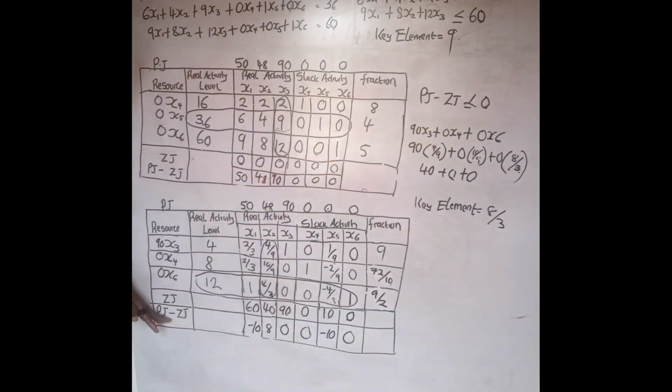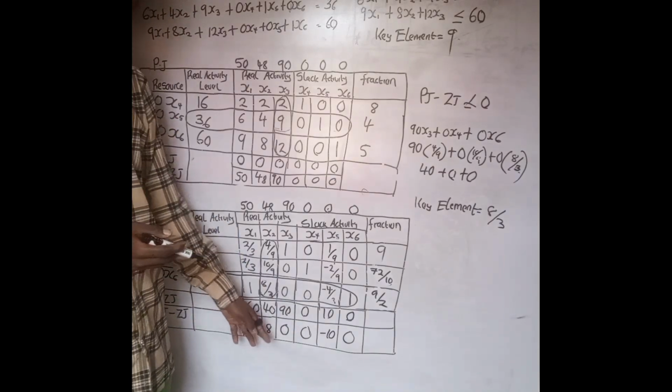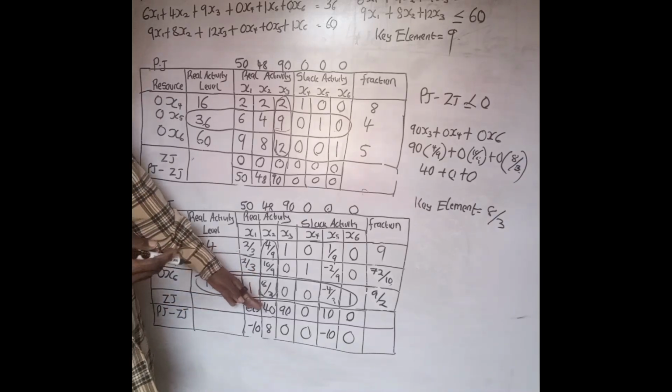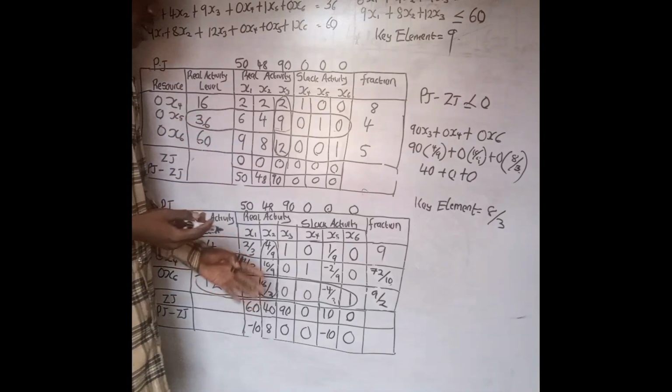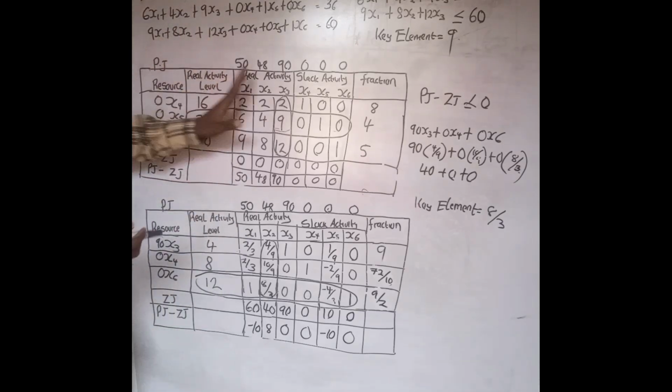Now, if you look at the value of pj minus zj in this column, in this row, you can see that I still have a positive 8. Therefore, this is not an optimal solution. This is not the solution that we are asked to find. So I'm going to have another iteration, another table. Therefore, we just have to follow the same approach that I described in the previous step.